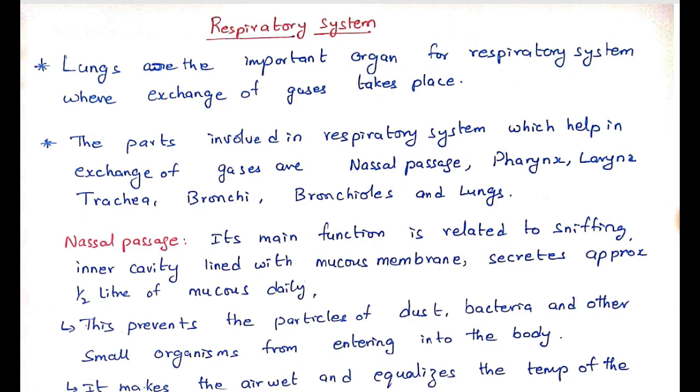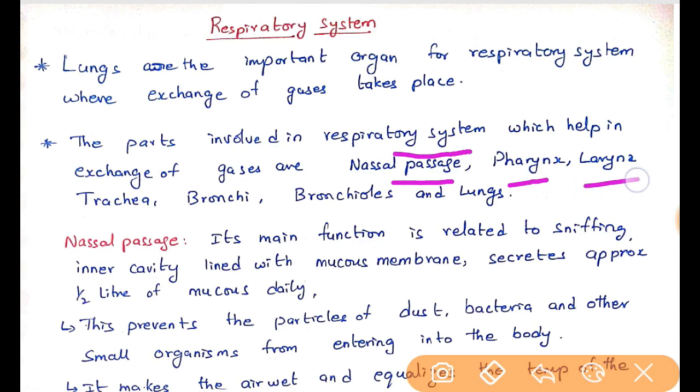Having a good understanding of photosynthesis, respiration, external and internal respiration, and the difference between respiration and breathing, now we will see the respiratory system. Lungs are the important organs of the respiratory system, where exchange of gases takes place, friends. The parts involved in the respiratory system which help in exchange of gases are the nasal passage, pharynx, larynx, trachea, bronchi, bronchioles and lungs, friends. And in the lungs we have the bronchi, bronchioles and alveoli.